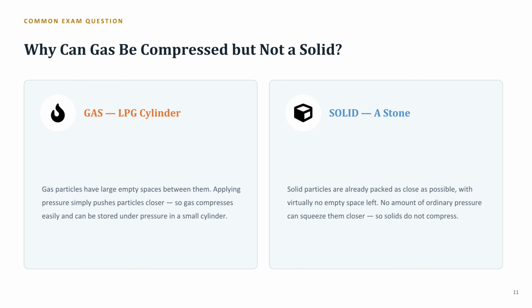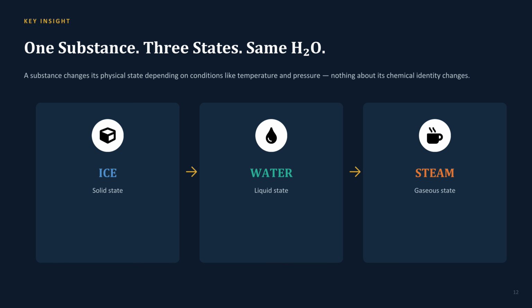Question: why can a gas be compressed, but not a solid? In a gas, there's a lot of empty space between particles. So, when you apply pressure, they simply move closer together. That's why we can store LPG gas under pressure inside a small cylinder. But in a solid, particles are already packed as close as possible.